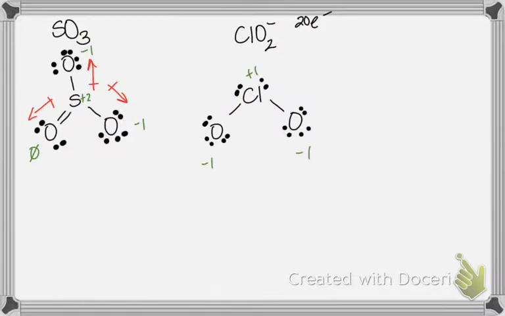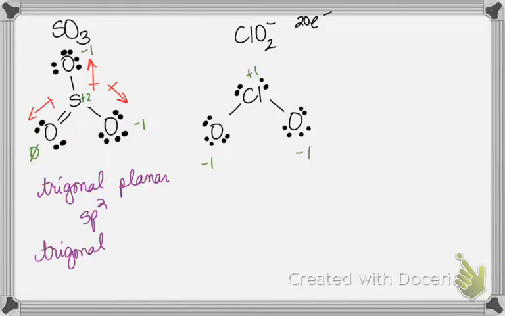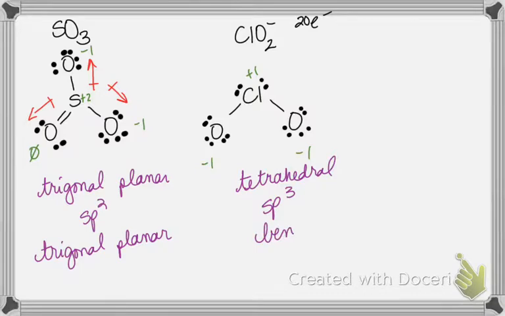Next, we go to SO3. S is the central atom. There's three domains around the S. So that corresponds to a trigonal planar electronic geometry. It's sp2 hybridized, and the shape is also trigonal planar. For the chlorite ion, chlorine is your central atom. It's tetrahedral, sp3, and bent.